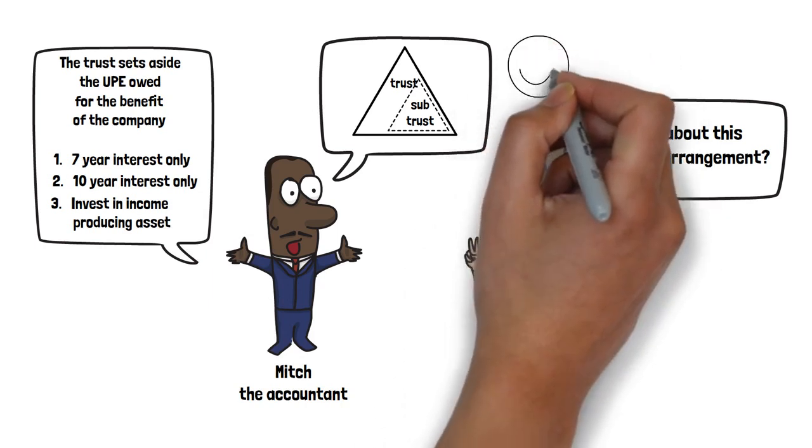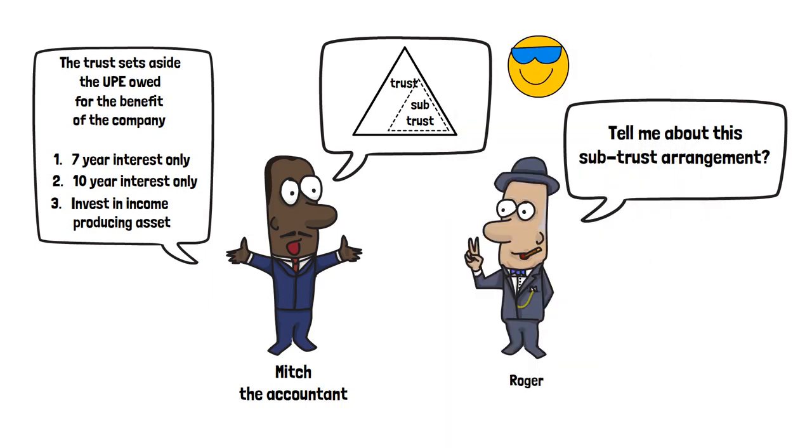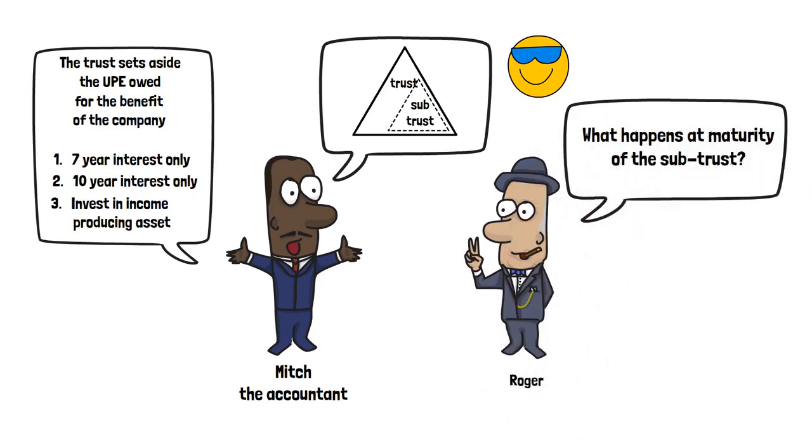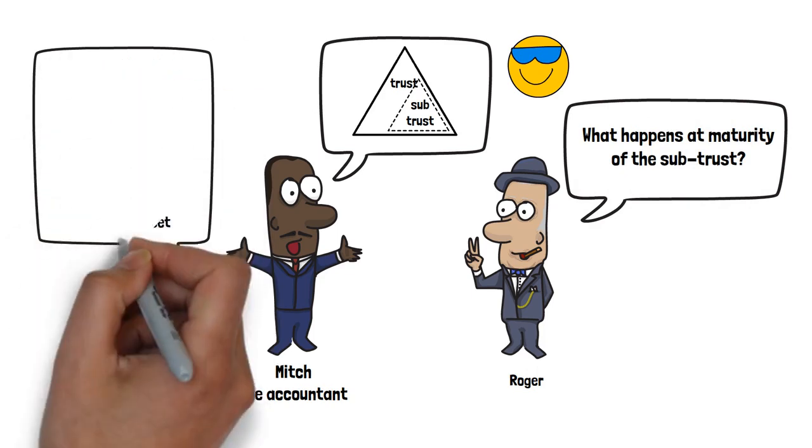Roger goes, "Wow, 7-year interest-only option. That's way better than the Div 7A complying loan agreement. So what happens at the end of 7 years? I have to pay back the entire principal?" Mitch goes, "Yes, the trust will need to repay the whole thing."